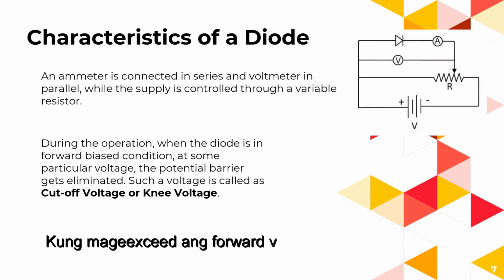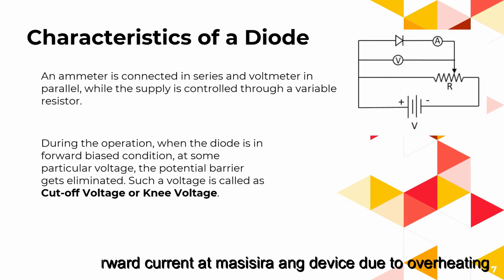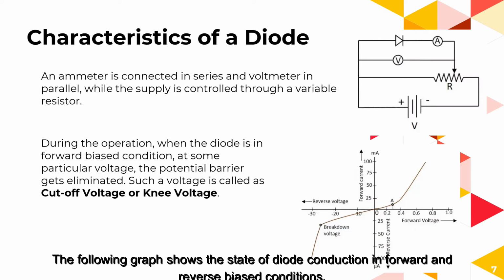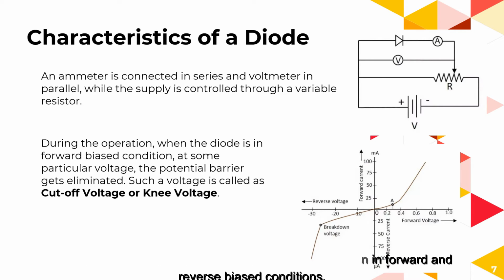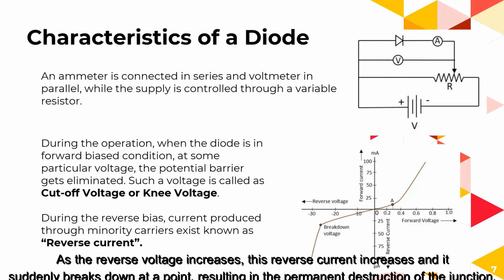Kung mag-e-exceed ang forward voltage sa kanyang limit, tataas ang forward current at masisirang device due to overheating. The following graph shows the state of diode conduction in forward and reverse bias condition. During the reverse bias, current produced through minority carriers exists, known as reverse current. As the reverse voltage increases, this reverse current increases and it suddenly breaks down at a point, resulting in the permanent destruction of the junction.